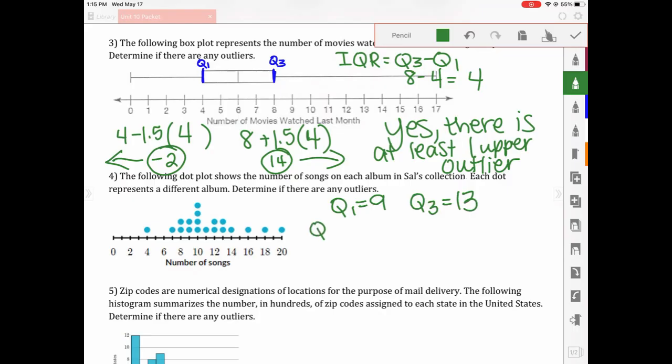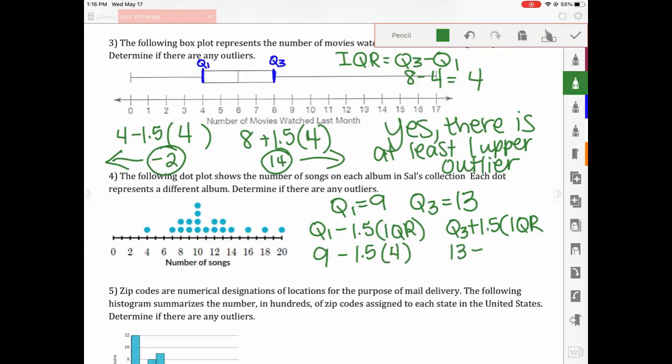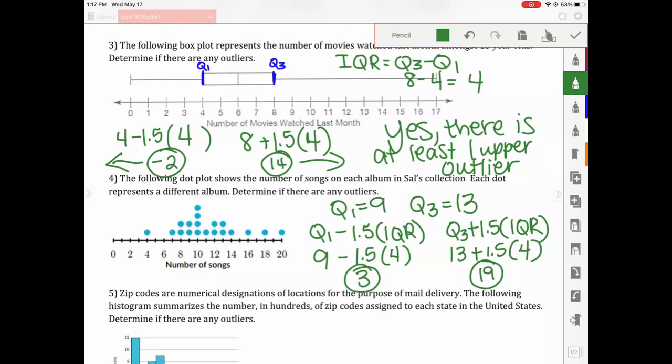So we take our formula Q1 minus 1.5 times the IQR, and then Q3 plus 1.5 times the IQR. So we're going to write out 9 minus 1.5 times 4, and 13 plus 1.5 times 4. So in this case, we get 3 and 19. That means we can't have any numbers below 3 or above 19. Anything below 3 is an outlier. Anything above 19 is going to be an outlier. Has to be within those 2 numbers.